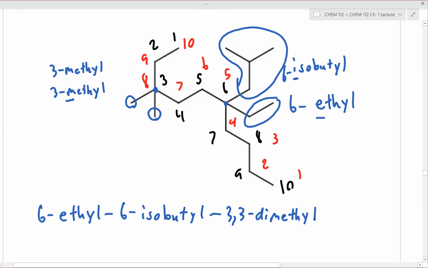Okay, and since we have a 10-carbon chain, what do we call it? Decane. Exactly. Does that make sense? Does that make sense to everyone?